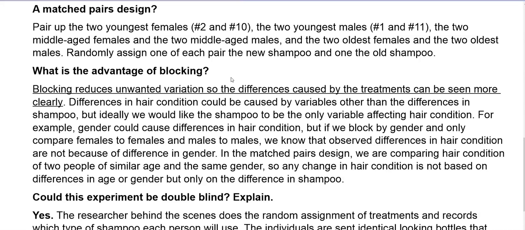In the matched pairs design, we are comparing hair condition of two people of similar age and the same gender, so any change in hair condition is not based on differences in age or gender, but only on the difference in shampoo. So that's the whole purpose of the matched pairs, is within the pair, the only real source of variation should be the shampoo, and that way any difference we see in hair condition we should be able to attribute solely to the shampoo and not to other variables that were once mixed in this whole big group of people.